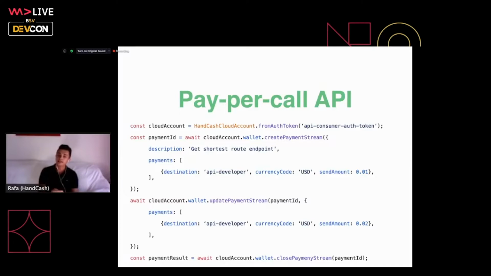And then every time there's a new request, imagine that we open a daily window. So at the beginning of the day, we create the payment stream, and during the day, as we find new API calls, we increase the amount that is being charged to them. So at the end of the day, or something arbitrary, we can finally close the payment stream.